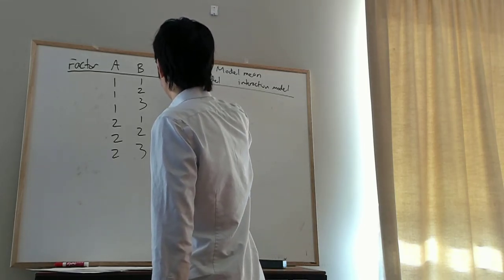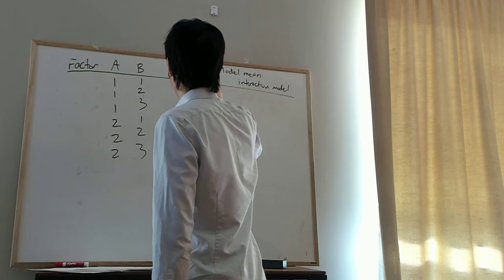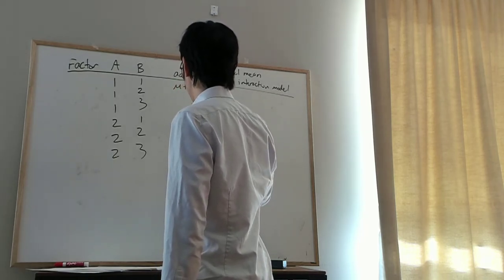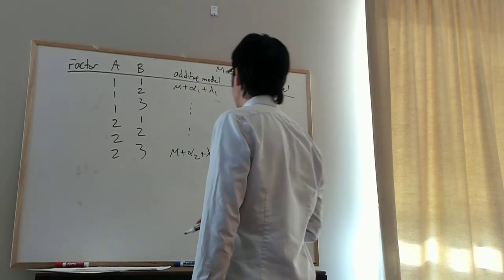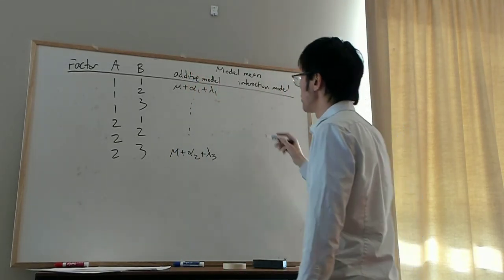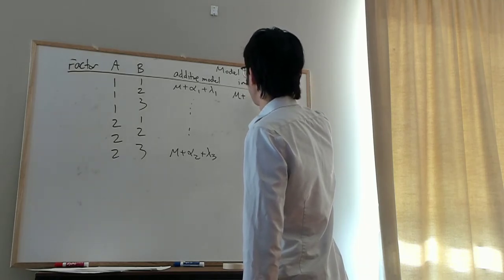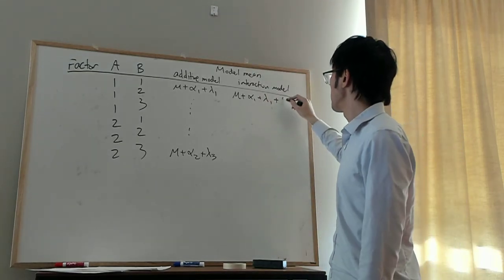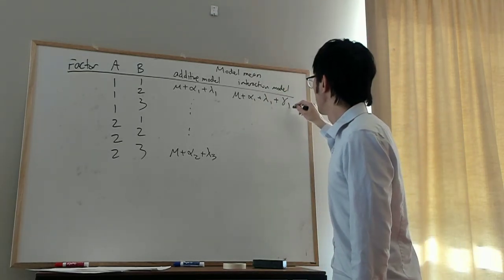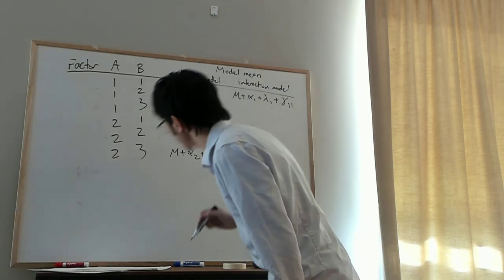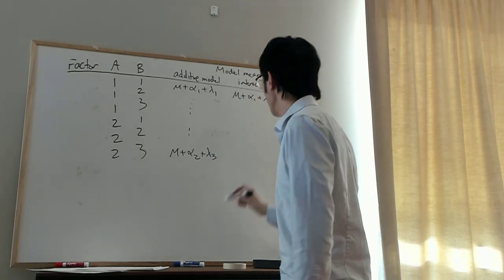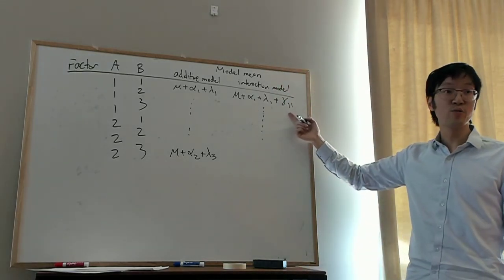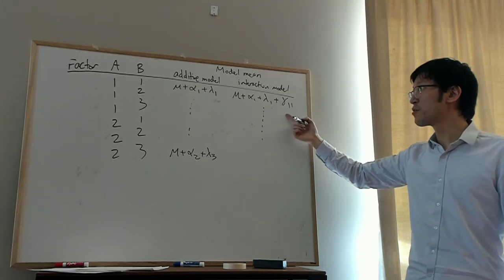Okay, so we already have this. For example, mu plus alpha 1 plus lambda 1, and mu plus alpha 2 plus lambda 3. If we have an interaction parameter, that's saying we now have mu plus alpha 1 plus lambda 1 plus the gamma interaction parameter, so it's gamma 1 1. Okay, and then likewise, you simply add on the interaction parameter that we just defined in the new model.